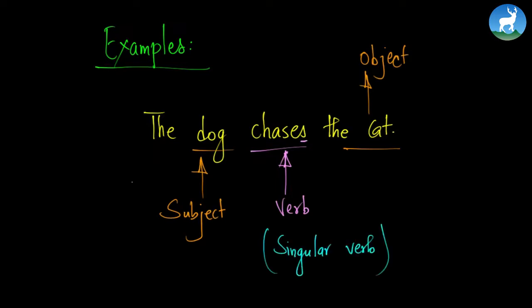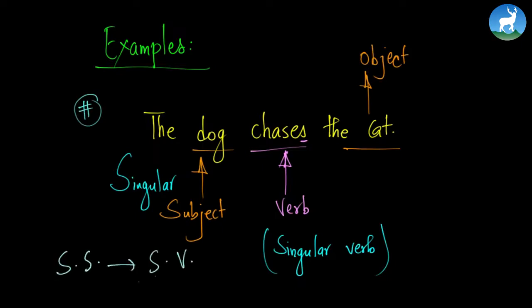Now, is it a singular subject or a plural subject? It is a singular subject. So singular subject takes singular verb. Noun subject followed by verb. So what is the rule? The first basic rule. What is it? The first basic rule is singular subject, I'm writing SS, takes singular verb, SB. Singular subject takes singular verb.